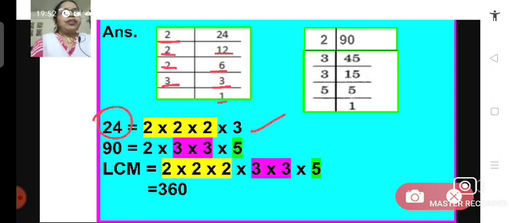Similarly, we prime factorize 90. We divide 90 by 2, the lowest prime number, and we get 45. Then 45 cannot be divided by 2. So, we move on to the next prime factor, that is 3. 3 divides 45, we get 15. And 15 can again be divided by 3, we get 5. And 5 divides itself, we get 1. So, what is prime factorization of 90? It is 2 into 3 into 3 into 5.